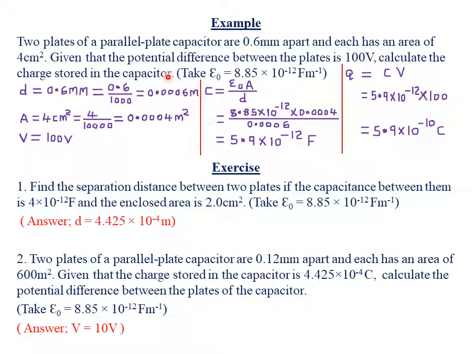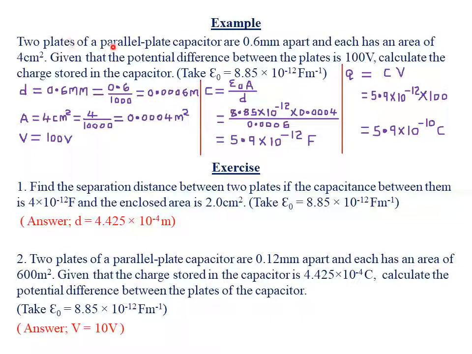So in order to calculate the charge, we showed earlier that charge is equal to the capacitance times the potential difference, that is the voltage. So our first aim is to find the capacitance, then after that we just multiply by the voltage in order to get the charge. So our first task is to look at the values that we are given so that they can help us to find the capacitance.